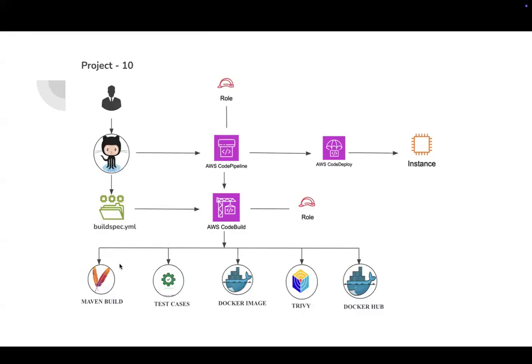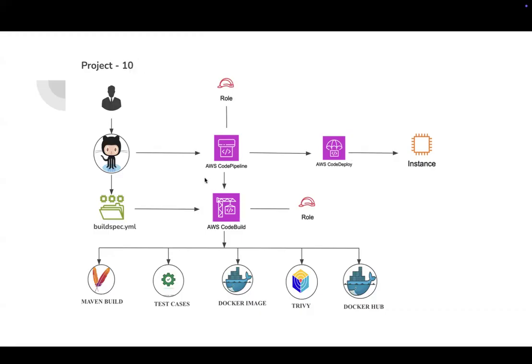This is how we have the Maven build, test case execution, Docker image build, Docker image scan, and Docker Hub push happening through CodeBuild, and CodePipeline triggers CodeBuild whenever any changes happen in the GitHub repository. Do not worry, we are going to see it. CodeDeploy will deploy our new application wherever you want to deploy it, to a machine or a cluster. That's how we deal with it in project number 10.